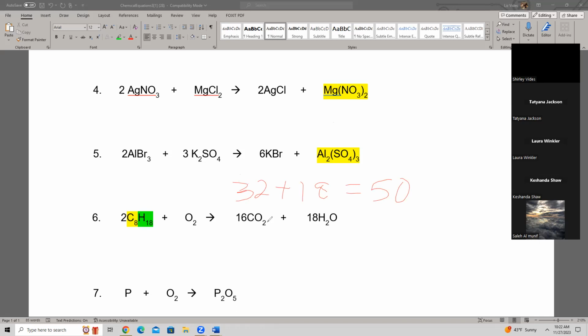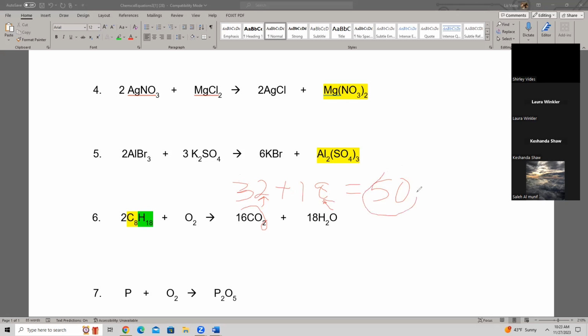What am I doing? I'm doing the oxygens. 16 times 2, right? Right here is 32. That's this one. And then 16 times 1 is 18, right? So that's that one. And then we add them together, gives you 50. But you already have 2, so you divide this by 2. So 25? Yes, ma'am. That's what's going to go in front of this.